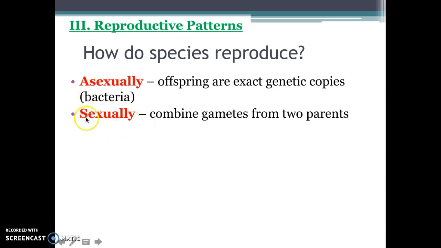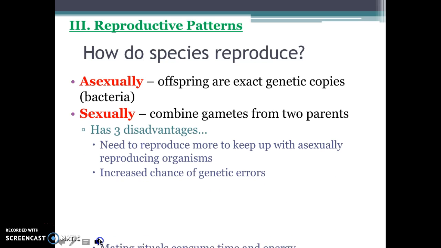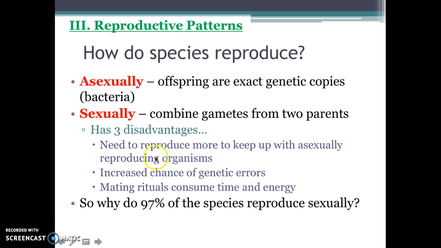The other type is sexually, obviously. You take two gametes and form an offspring from two parents. So like this would be your sperm and your egg. But it does have 3 disadvantages. So here are the 3 disadvantages. You have to reproduce more to keep up with the asexual, because bacteria are reproducing like crazy, whereas sexual reproduction does take a while to happen. Nine months for a human, for example.